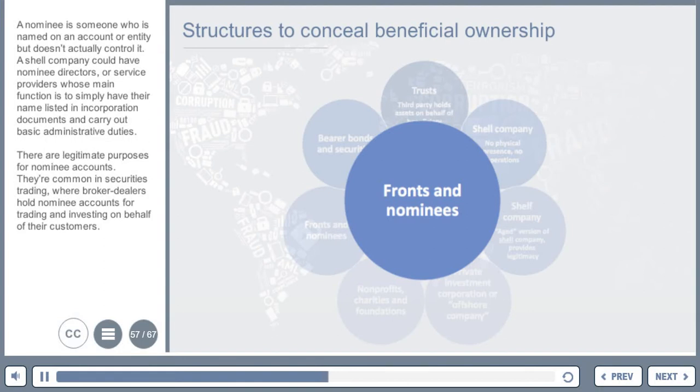A nominee is someone who is named on an account or entity but doesn't actually control it. A shell company could have nominee directors or service providers whose main function is to simply have their name listed in incorporation documents and carry out basic administrative duties. There are legitimate purposes for nominee accounts. They're common in securities trading, where broker-dealers hold nominee accounts for trading and investing on behalf of their customers.